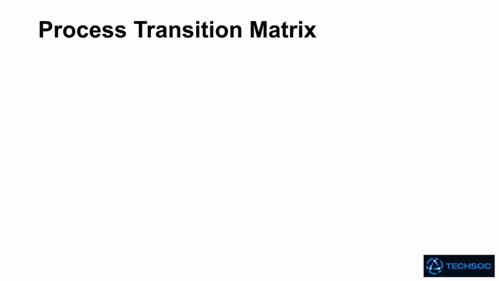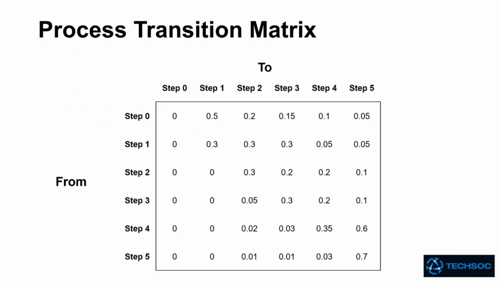This process transition matrix might look something like this. You start at step 0, and then with the probabilities given, you will move to one of the other steps. So about half the time, you will move to step 1, 20% of the time step 2, and you can read the other probabilities there. Step 6, which again is outside of this, is when the package is approved and you can send it.